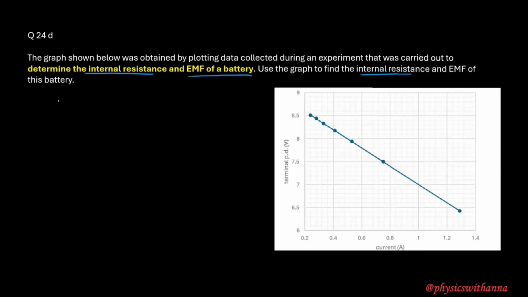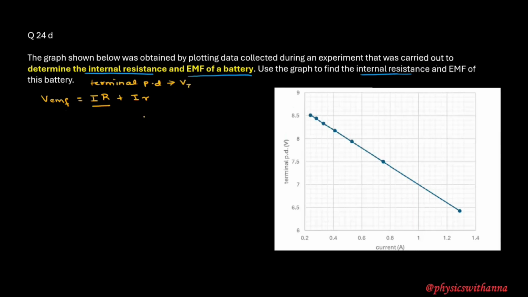EMF and internal resistance of the battery are related by the expression V EMF equals I times capital R plus I times small r. Here V EMF is the EMF of the battery, I is the current through the circuit, capital R is the external resistance and small r is the internal resistance. I times capital R is also called the terminal PD, which we are going to represent as VT, V terminal.